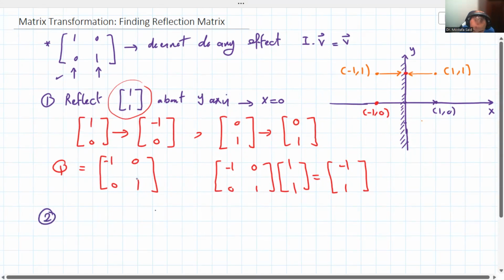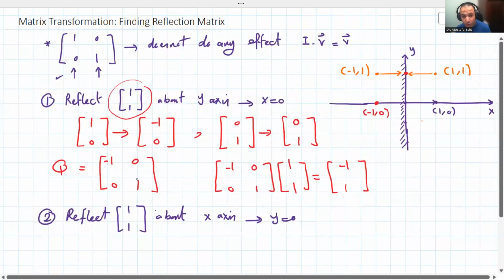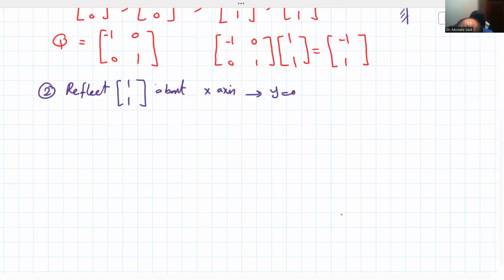Case number 2: reflect the same point again, 1, 1, about the x-axis, which is sometimes called y equal to 0, because any point on the x-axis has coordinate y equal to 0. Let's draw the axes again here.